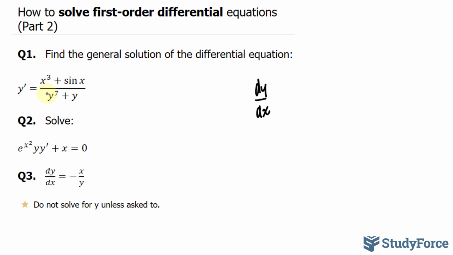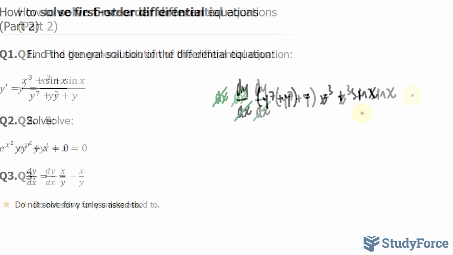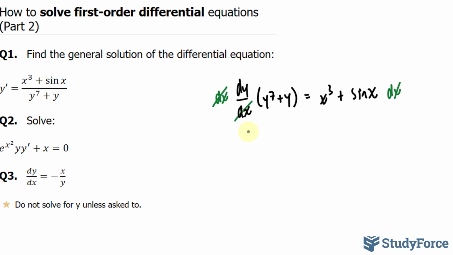Notice that the x terms are in the numerator position, whereas the y terms are in the denominator position of this fraction. So if I multiply both sides right now by y to the power of 7 plus y, I end up with the following. Y to the power of 7 plus y on the left side, and x to the power of 3 plus sine x on the right side. Next, if I multiply both sides by dx, this dx and this dx will cancel out, and we'll have 1 on the right side. So now we have y to the power of 7 dy plus y dy. Notice that I multiplied this dy into these two terms. And over here we'll have x to the power of 3 dx plus sine x dx.